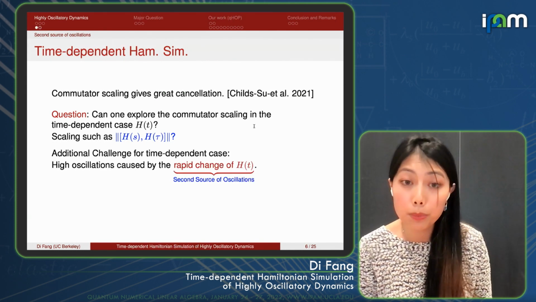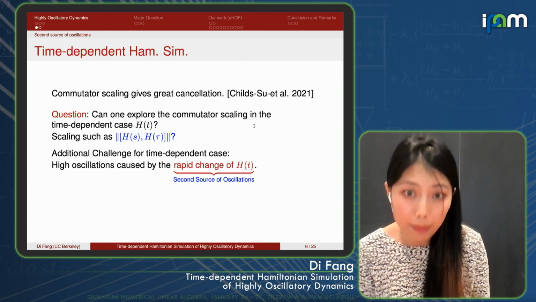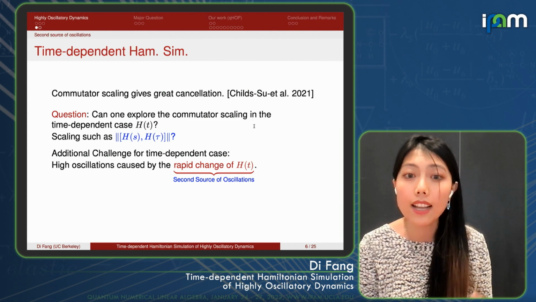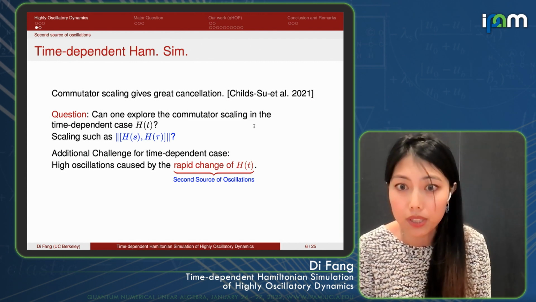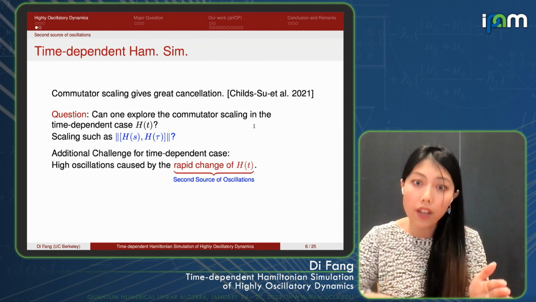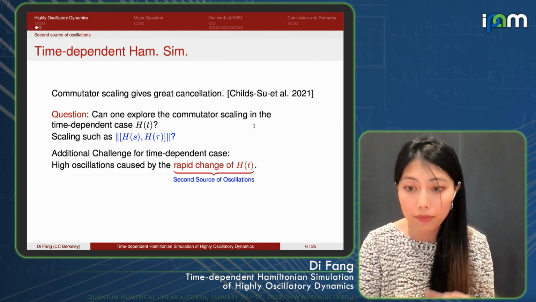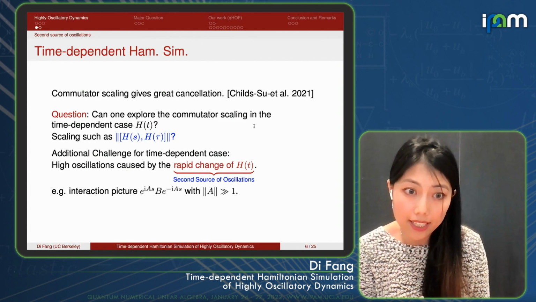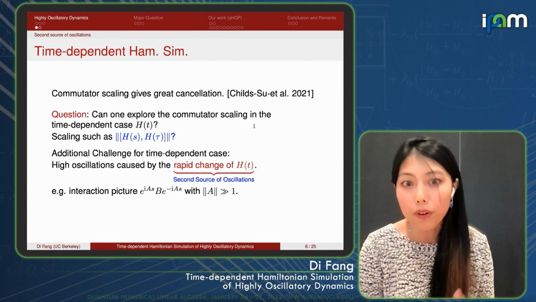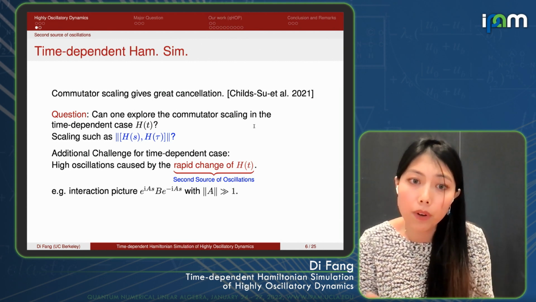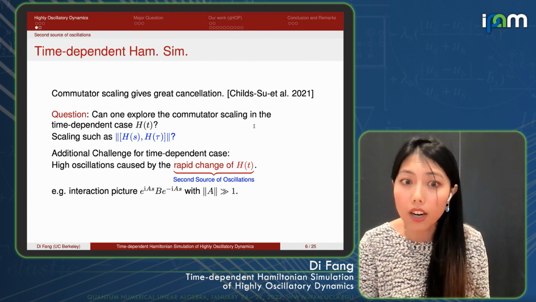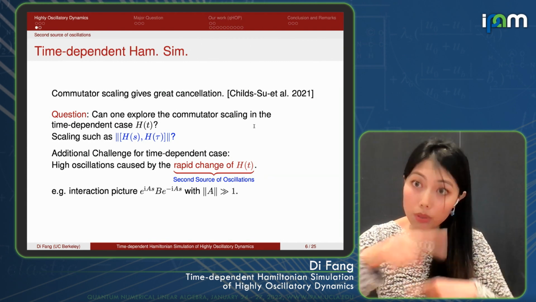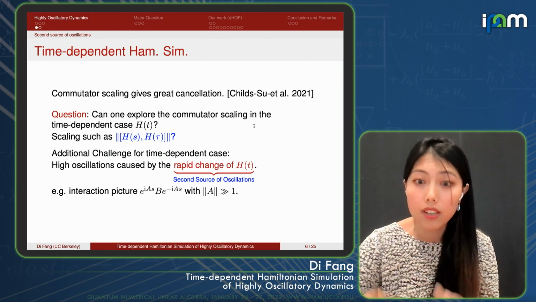An additional challenge I need to bring to your attention for the time-dependent Hamiltonian, as we introduced at the very beginning, is that it can come with another highly oscillatory source. The Hamiltonian itself with respect to t may be changing very fast. How do we think about this? Let's take an example in the interaction picture. For example, this A can be fast-forwardable. However, the norm of A is very large. So this gives you a time-dependent Hamiltonian that is oscillating very, very fast.